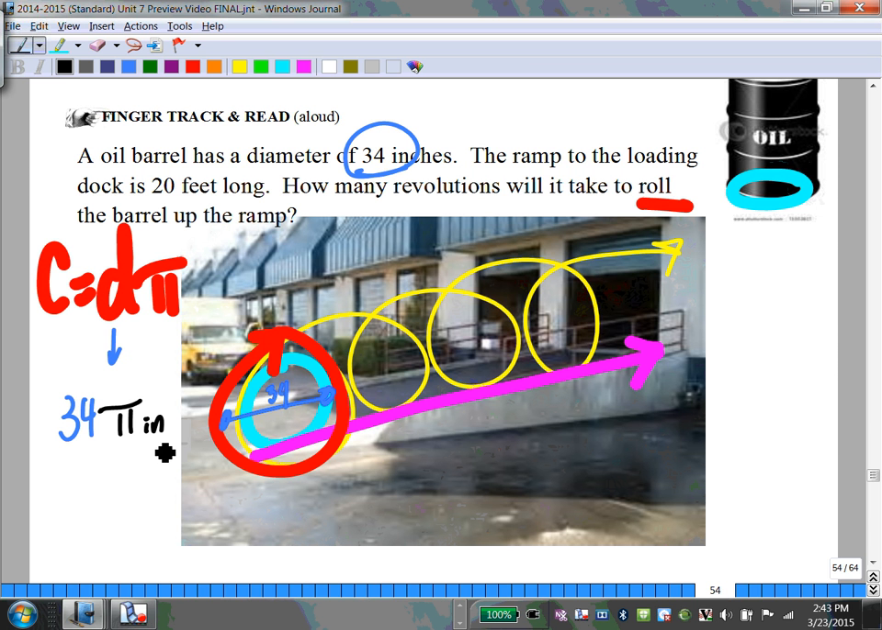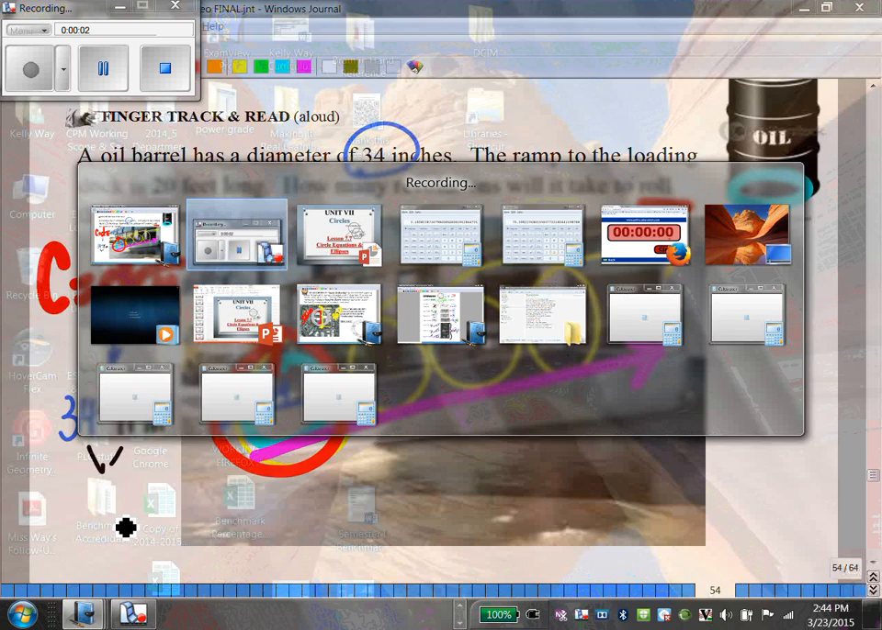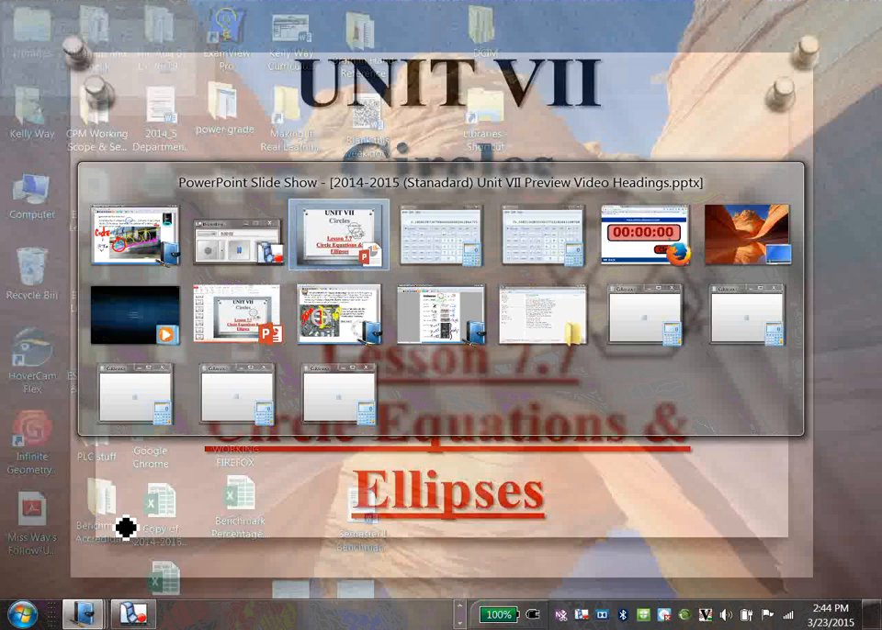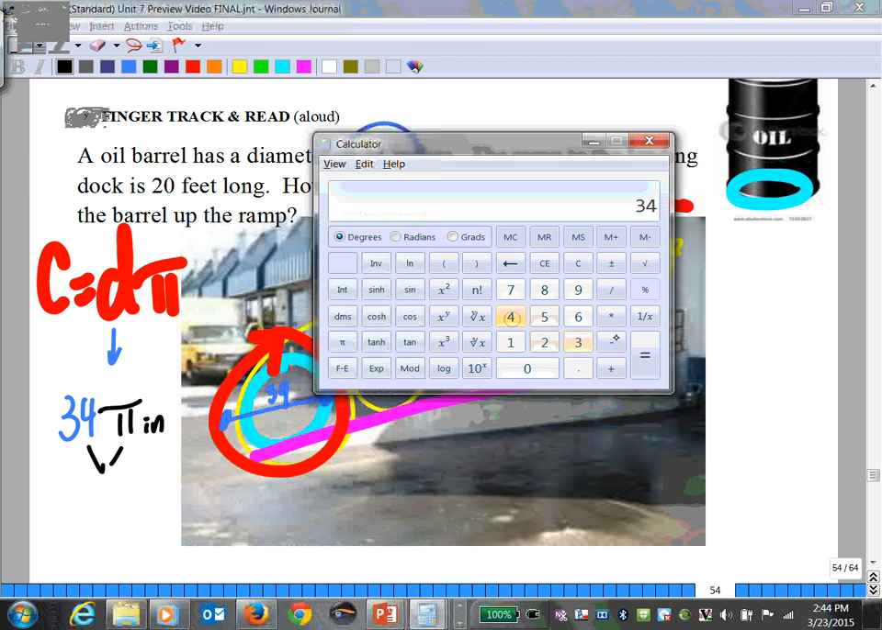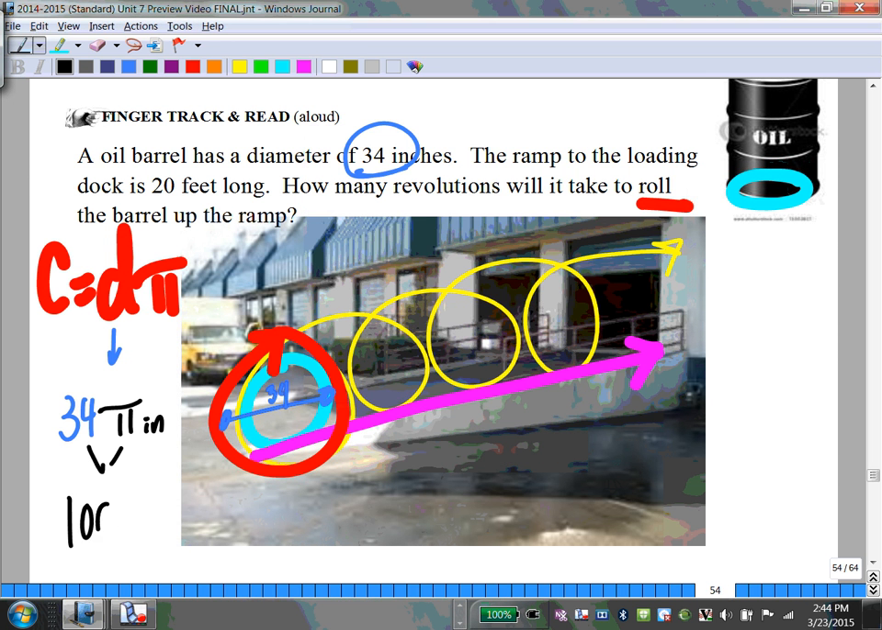Now because I'm doing something with this, I have to get this to the decimal version. So we're going to come here and we're going to go 34 times our pi key. That means one revolution is 106.81 inches. So every time it rolls, it's going to move 106.81 inches.